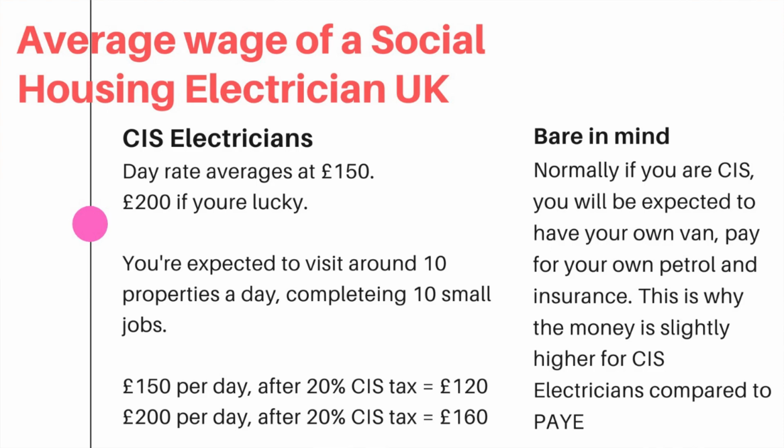Obviously, under the Construction Industry Scheme, you're paying 20% tax straight up, so you're looking at about £120 a day after your tax has been taken off, and you will be expected to do about 10 small jobs a day to receive that wage.